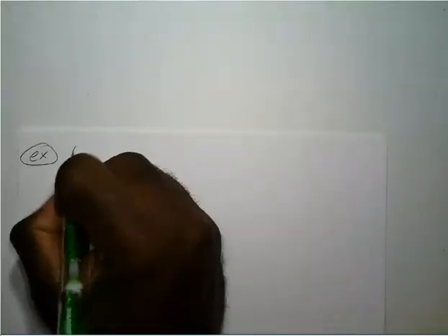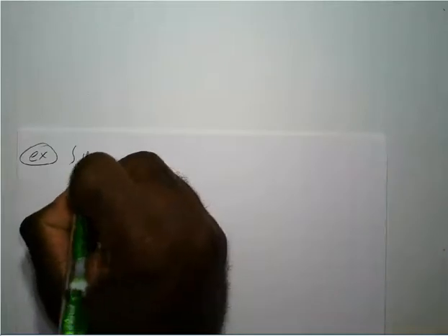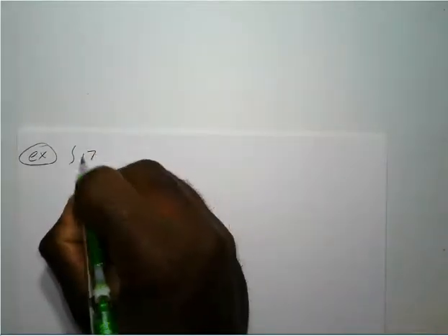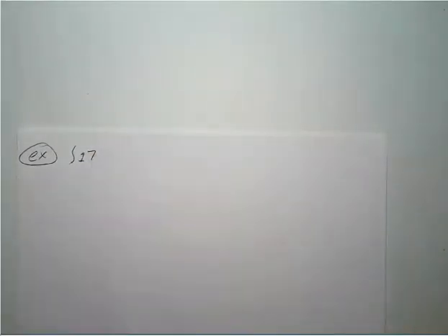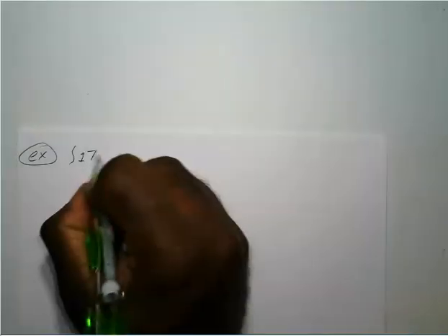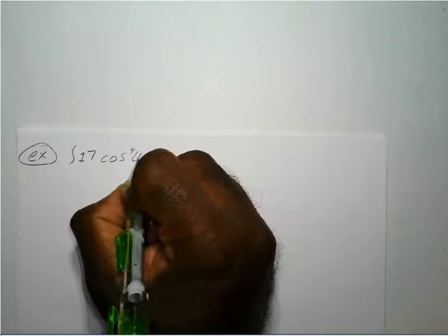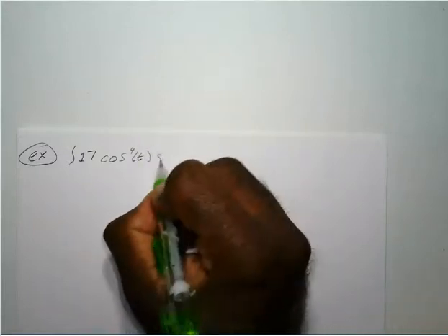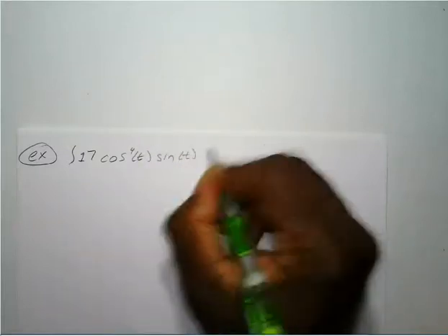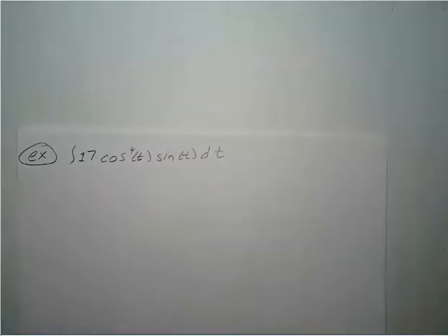All right, so let's say, for example, you have the integral of 17 cosine 4 of t sine of t with respect to t. Okay, so this one's just a little bit different.